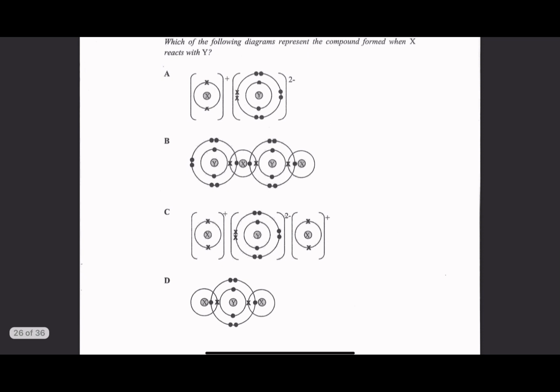Okay, which of the diagrams represents the compound formed? Okay, X is a group 1 metal and then Y is a group 16 non-metal. Okay, but answer A is incorrect because the charge is not balanced. So you will need 2 X ions to react with 1 Y ion. Okay, the answer is C. You have 2 X and 1 Y.